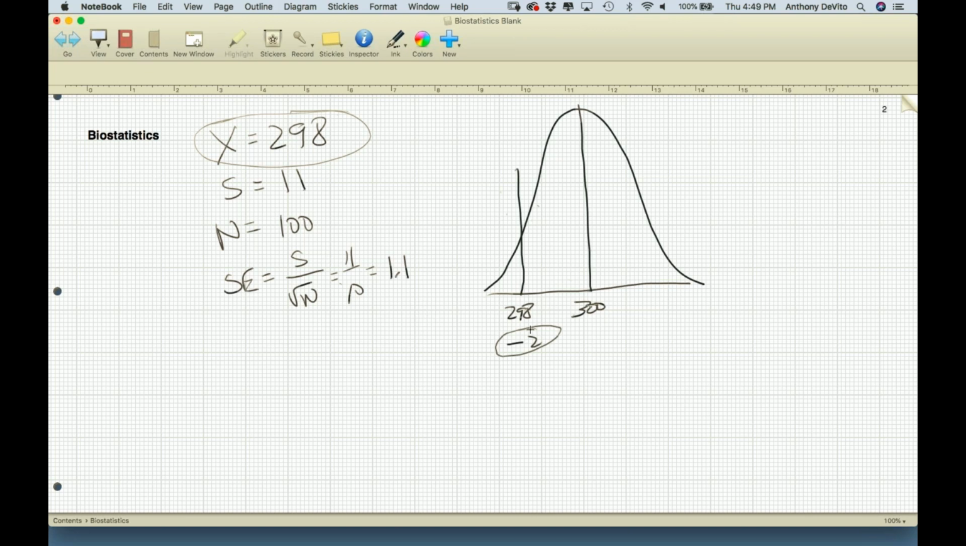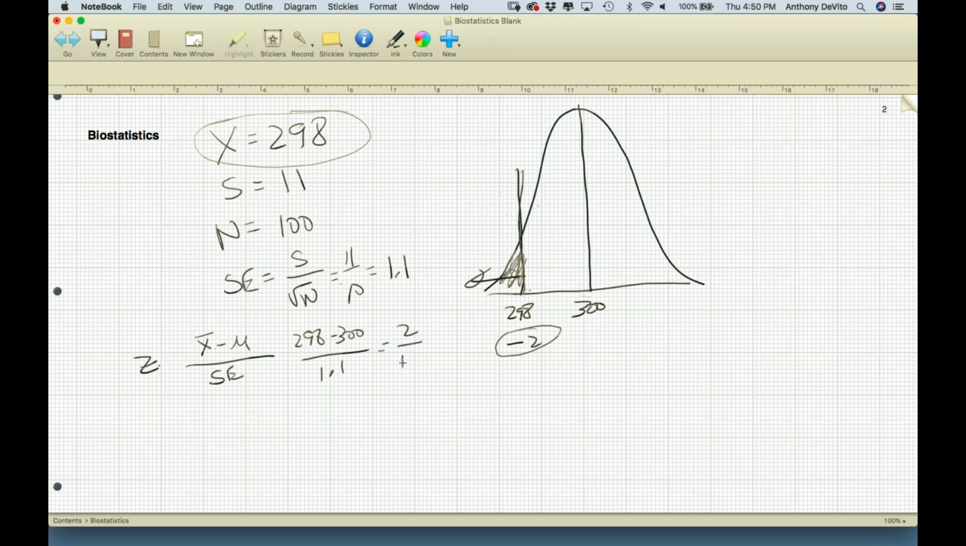So if I look at this, X bar minus mu over the standard error gives me what the probability is that I would have a value that's 298 or lower, that I would be so extreme that it would be that far from the mean. That's how likely that would be. So my Z-score is going to be equal to X bar, which is 298, minus 300, over 1.1. Okay, so how likely is that?